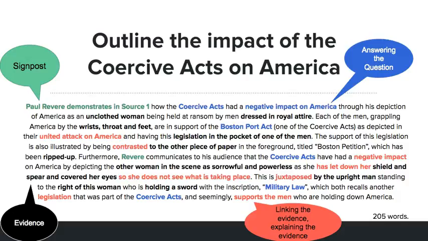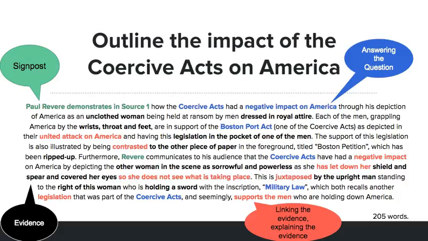Obviously, what I've done is I've taken my literal interpretation, which is the black bolded evidence, and I've explained it very specifically. And remember, we have to be super specific with visuals. We have to say that it's not just a woman; it's an unclothed woman. How are the men grappling America? By the wrists, the throat, and feet.